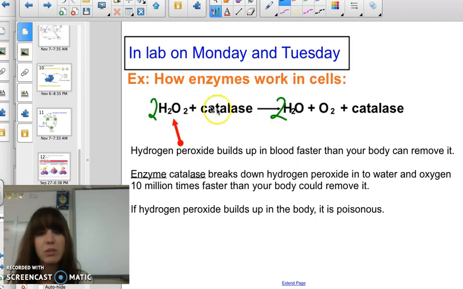And so this is what we're going to be looking at on Monday and Tuesday. We're going to be looking at this enzyme called catalase and seeing how different factors affect this catalase reaction.